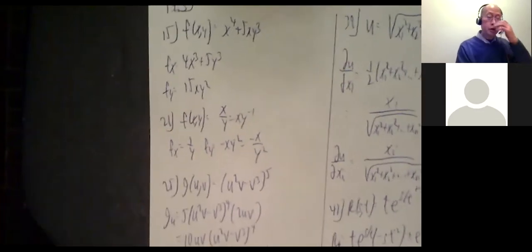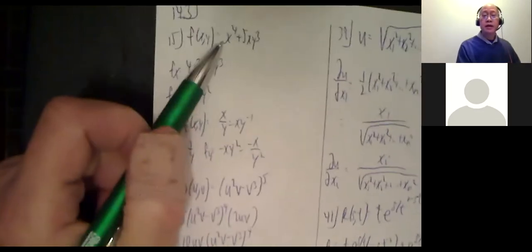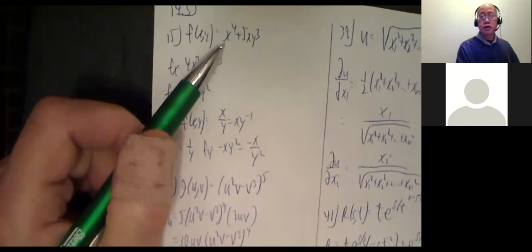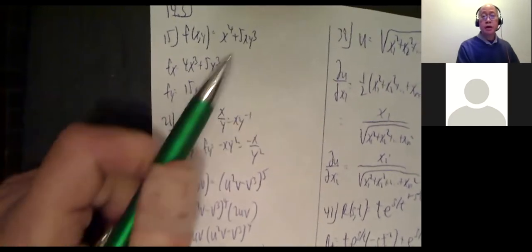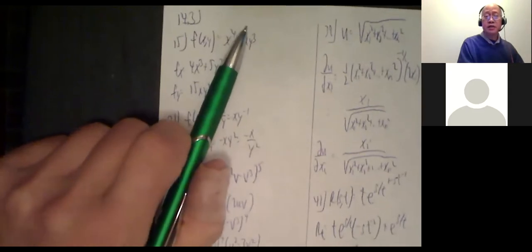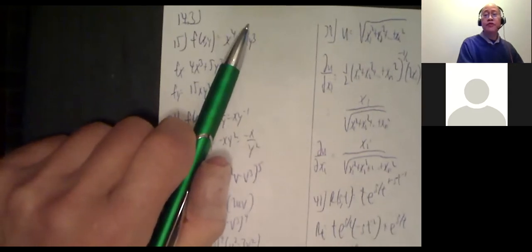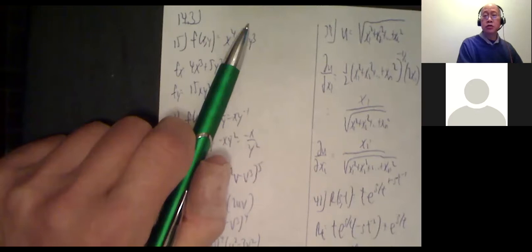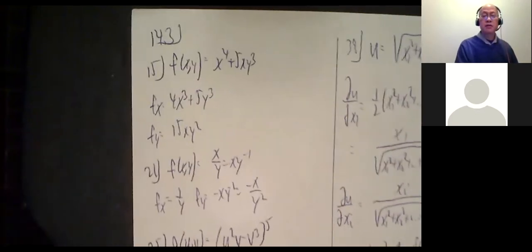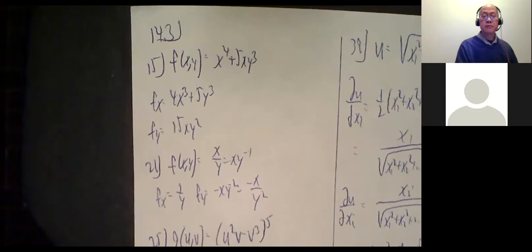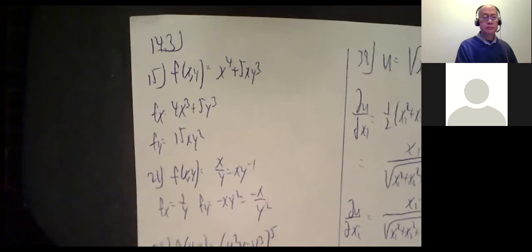Now, fy, the partial with respect to y. X is constant, that means x to the fourth is constant, so its derivative is 0. So forget about it. 5xy cubed, so the coefficient is 5x. So the derivative is 5x times the derivative of y cubed, 15xy squared. Okay, that's the way it goes.